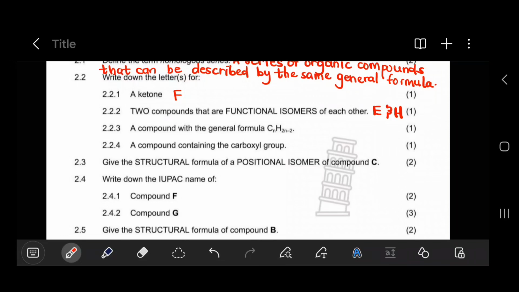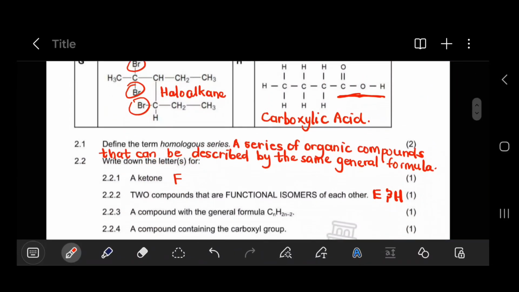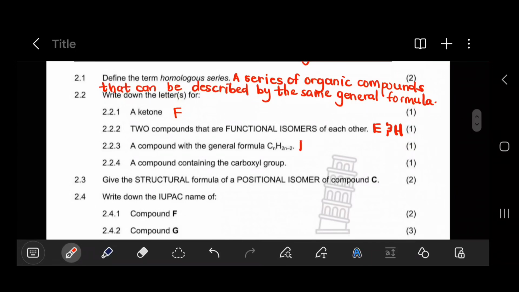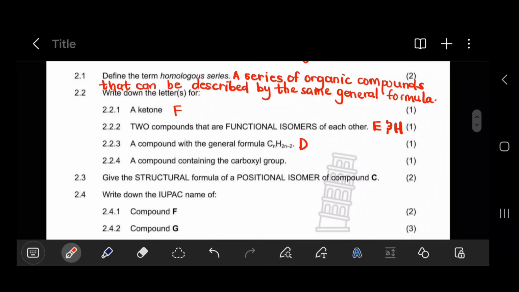2.2.3, we need a compound with a general formula CnH2n-2. That is the general formula for an alkyne. We have identified an alkyne above. Alkyne was D. So the answer for 2.2.3 is D. For 2.2.4, they want a compound containing a carboxyl group. A carboxylic acid contains a carboxyl group, so that is going to be H.